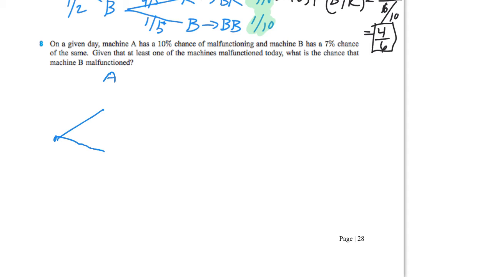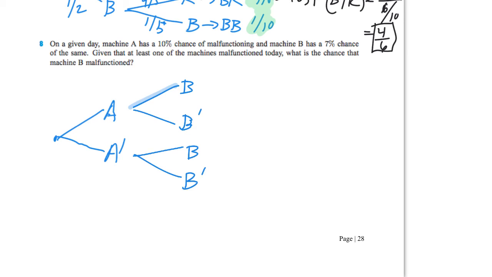So first, it's machine A, so it either works or malfunctions. So I'll just use A and A prime for A works and A malfunctions. Let me erase this A that I wrote there. And then I'm going to go over to machine B. And machine B is going to work or malfunction. So we'll use the prime symbol for the malfunction.